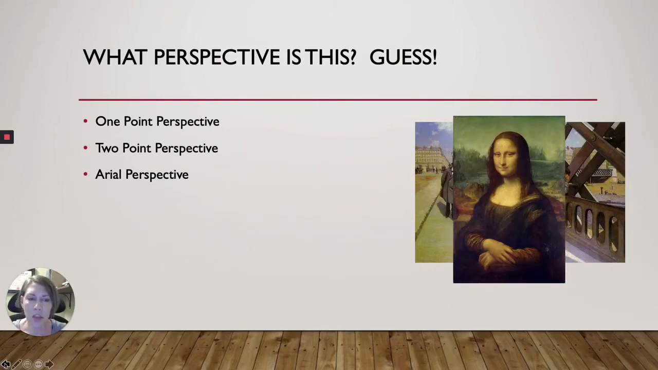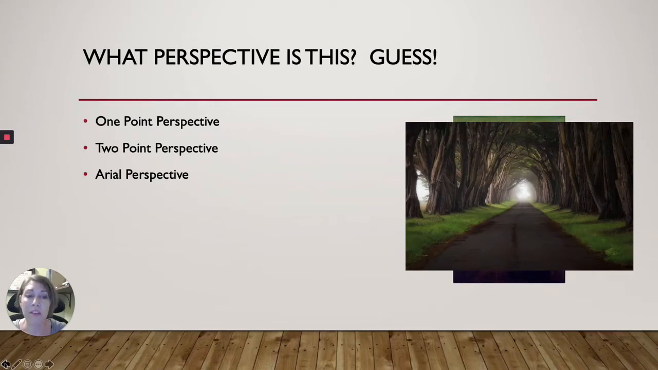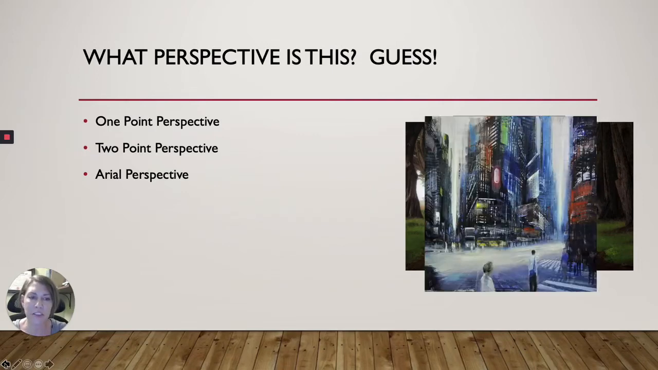What about this one? Well, in the back, are the things blurry? Yeah. Maybe a little darker, muted colors? So this would be an example of our aerial perspective. Now here's one that we're kind of familiar with. Yes, 1-point perspective. Right down those trees, down the road, looking at our vanishing point.